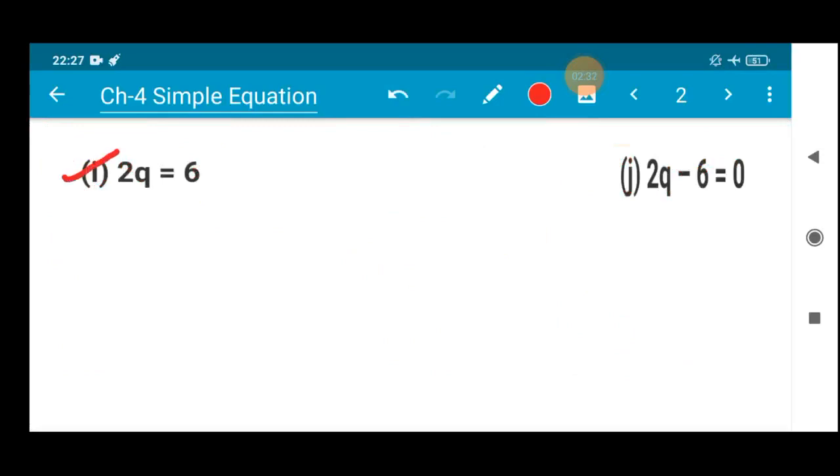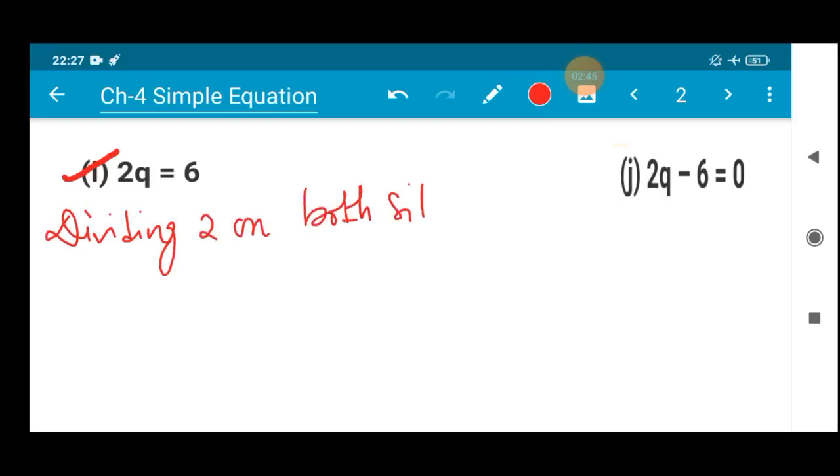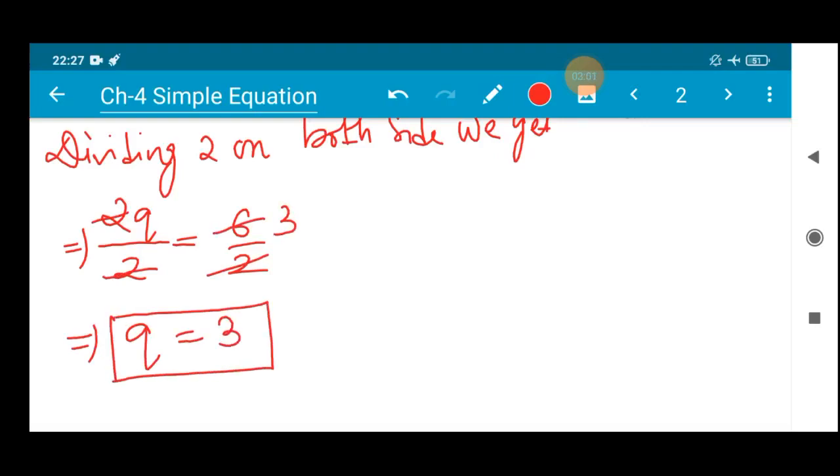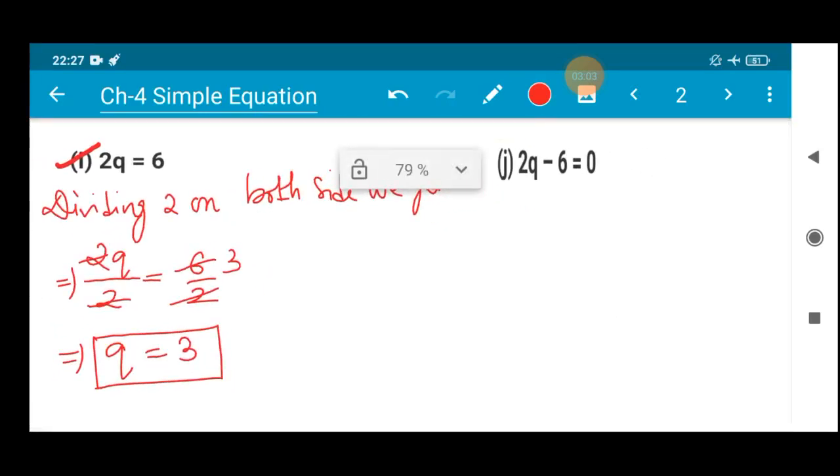Proceeding to the next, number I. Here the coefficient you can see is multiplied, so we will be dividing 2 on both sides. We get 2q divided by 2 is equal to 6 divided by 2. The 2s get cancelled, and q is equal to 3, since 2 3s are 6, so the value of q will be 3. Yes, very easy, very simple.